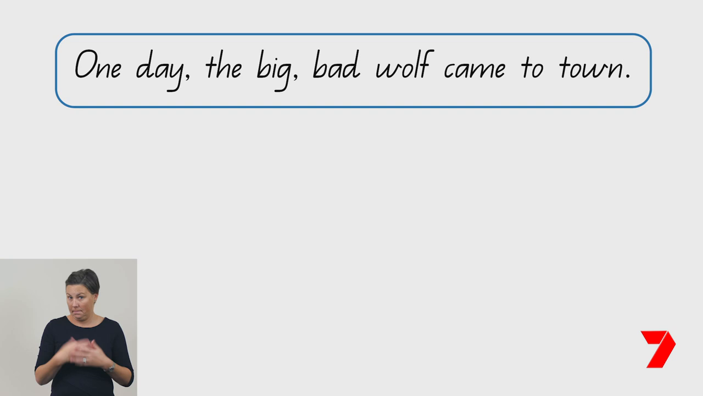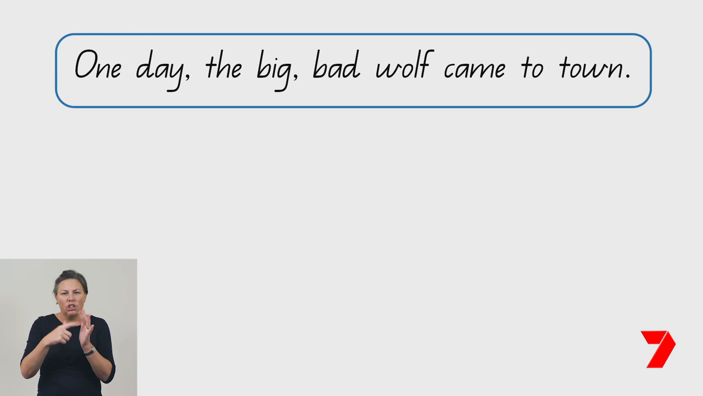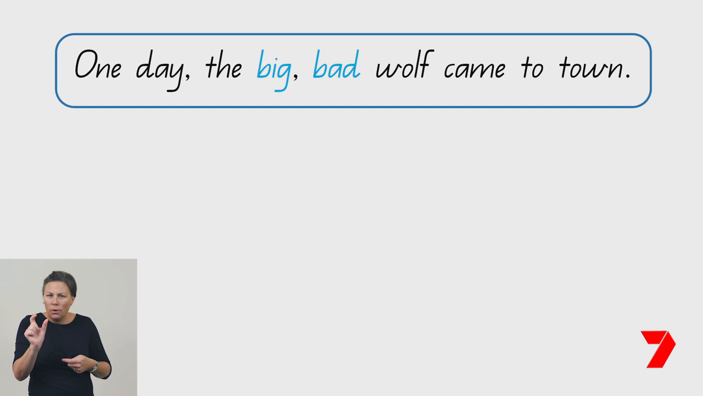Authors use adjectives to describe characters in stories. Let's read this sentence together. See if you can find the adjectives used to describe the wolf. Here we go. One day, the big bad wolf came to town. Did you find the adjectives? Well done, you found them. The adjectives in the sentence are big and bad. They describe the wolf and help us to build a picture in our mind of what the wolf is like.